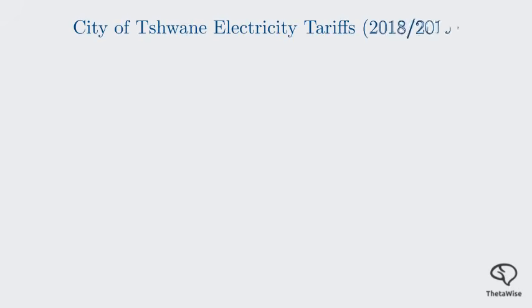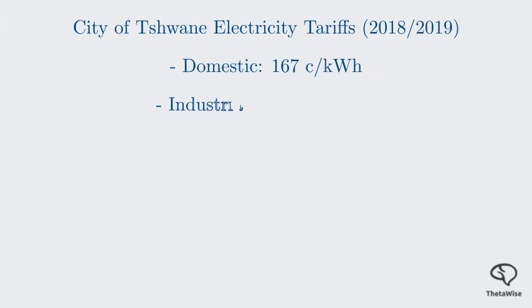Now, let's see how this is used in an example. The notes provide tariff information for the city of Chuani from 2018-2019. We see the domestic tariff is 167 cents per kilowatt hour, and the industrial tariff is slightly lower at 108.87 cents per kilowatt hour. We'll use this information in our final example.